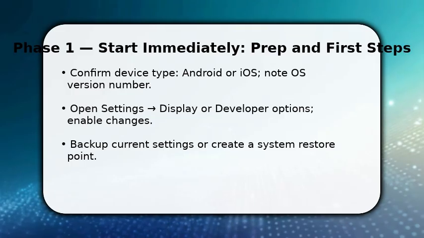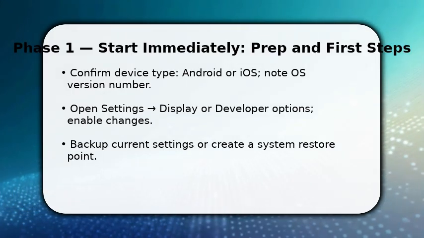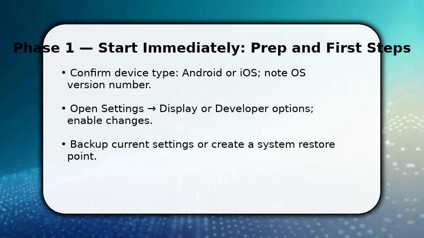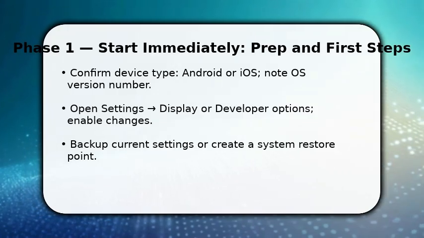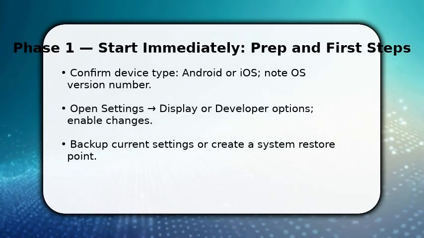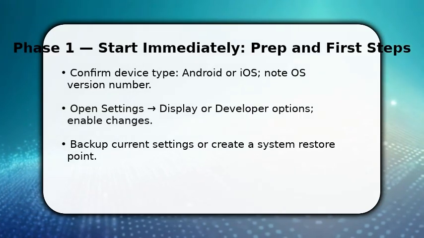You start by confirming precisely which platform you have, Android or iOS, and the OS version, because controls differ. Next, make a quick backup or set a restore point so you can revert if needed. Then open Settings and go straight to Display or Developer options. You will locate navigation or gesture controls.